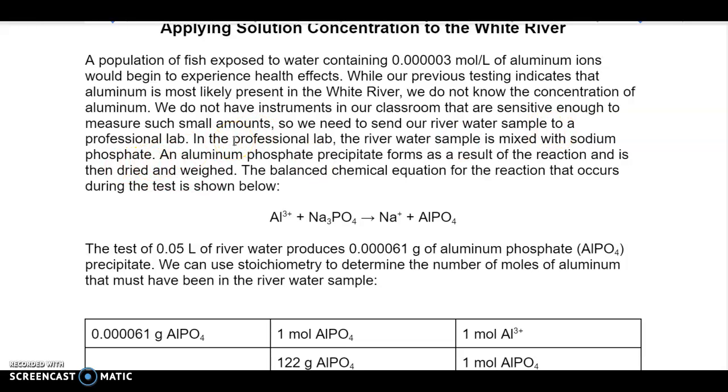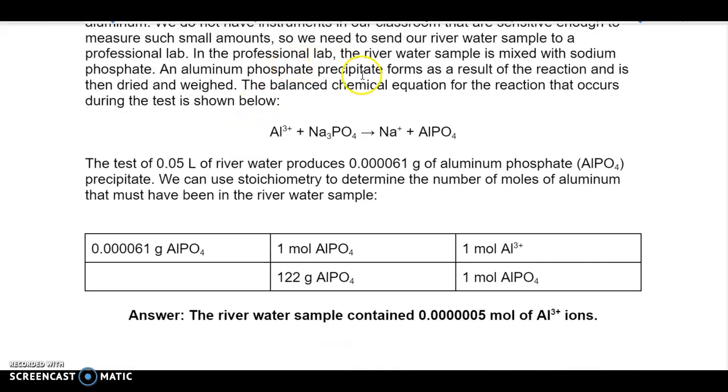In the lab, the river water sample is mixed with sodium phosphate. An aluminum phosphate precipitate forms as a result of the reaction, and it's then dried and weighed. The balanced chemical equation for this reaction is here. We have aluminum ions, cations, plus sodium phosphate. They switch partners here. This is a single replacement reaction. So our aluminum and sodium switch. We have sodium, and then we have aluminum phosphate that forms.